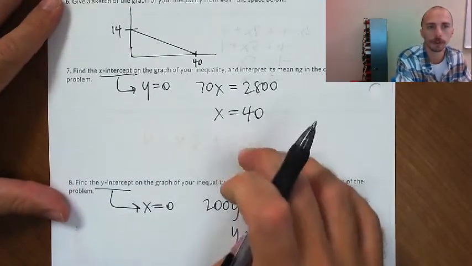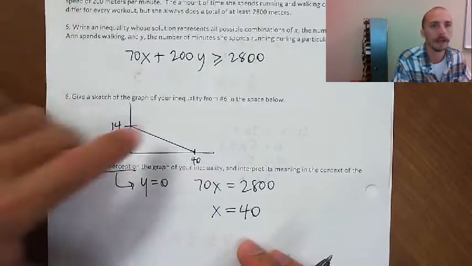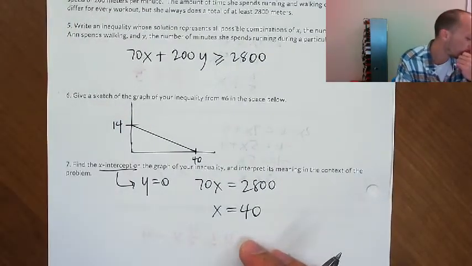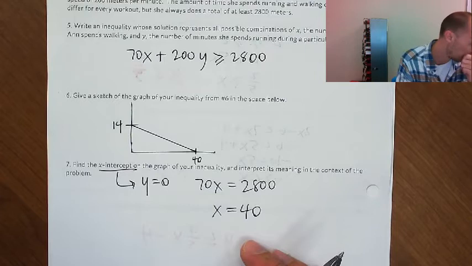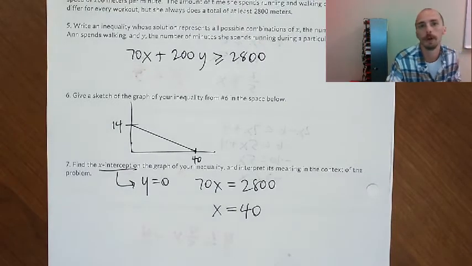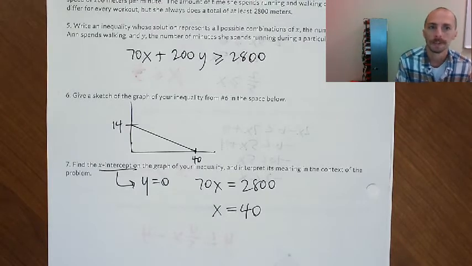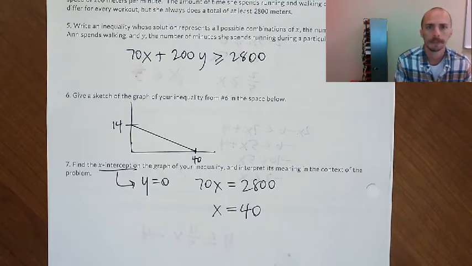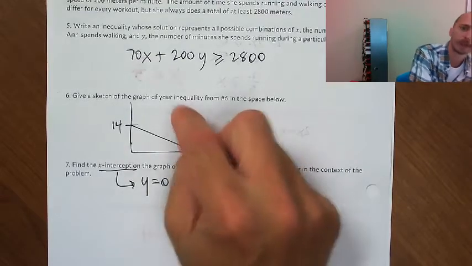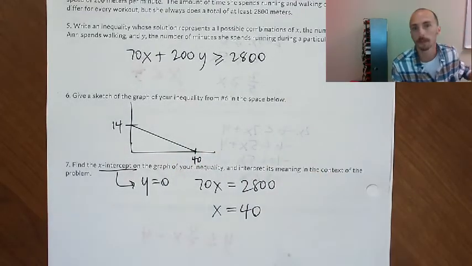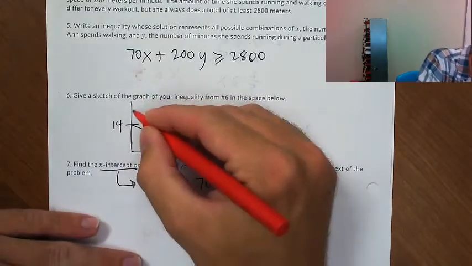I still haven't interpreted the meaning in the context of the problem, but now I've got a sketch of the inequality, except for the shading region. I have to think about, am I going to shade above or below? On one hand, you can say that the total distance needs to be at least 2,800. And this line is the set of points where the distance is equal to 2,800. If you think, how do I go farther than 2,800? Spend more time running and walking, right? So that would be out here. And that's probably the best way to know that I should be shading above.